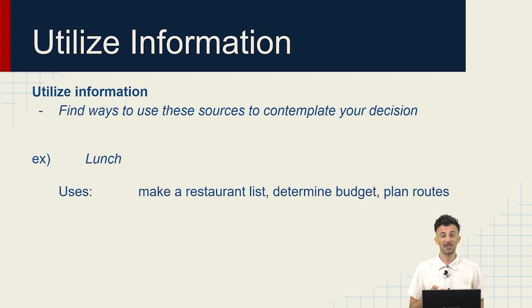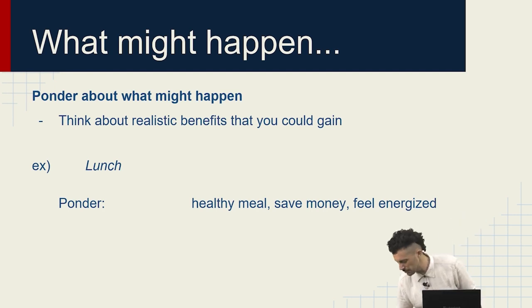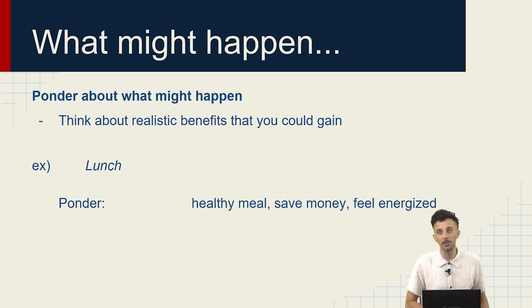All right, so now the last two. The last two are kind of like making predictions more than finding answers. So you want to think about what might happen, which is the fourth step. You want to ponder what might happen. Think of the benefits that you could gain if you did these things. Let's say for lunch, you could have a healthy meal, save money, and feel energized for the rest of the day if you have a good lunch.